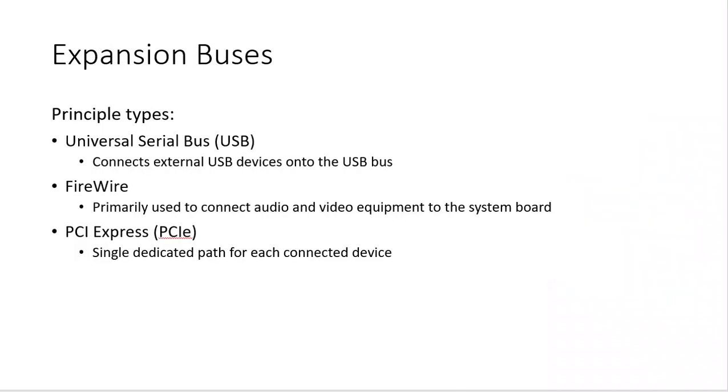Okay, so now let's look at the expansion buses. Okay, principal types we have USB, okay, Universal Serial Bus. Yang ni bawah expansion buses ada Universal Serial Bus, USB connects external USB devices onto the USB bus. Okay, dia menyambungkan USB device. And then Firewire primarily used to connect audio and video equipment to the system board. And then PCIe ataupun PCI Express, single dedicated bus for each connected device. Okay, next.